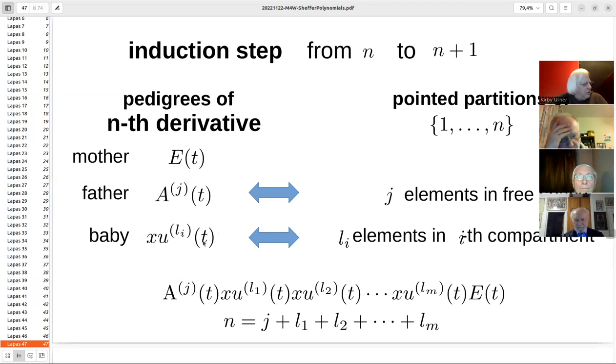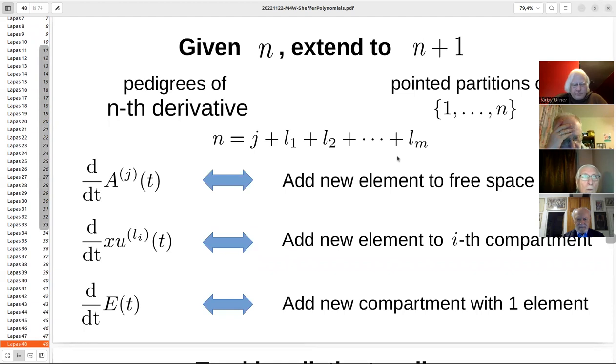And there's babies. Each baby can be differentiated L sub i times. That'll mean the ith compartment will have L sub i elements. When you add up this j plus L sub 1 plus L sub 2 all the way to L sub m, let's say, if there's m babies, then it should add up to n. And then the idea is that we're trying to show that you can go back and forth between these two things.